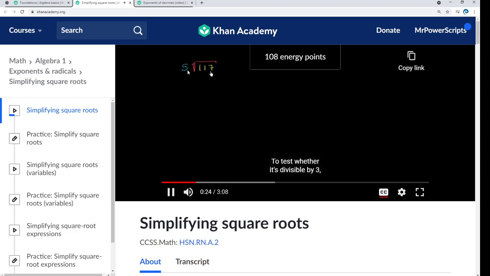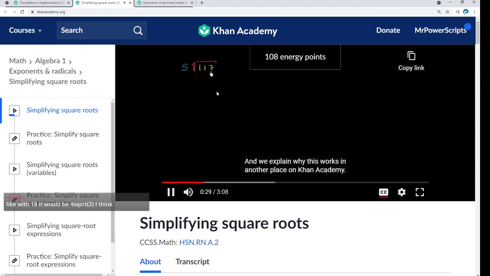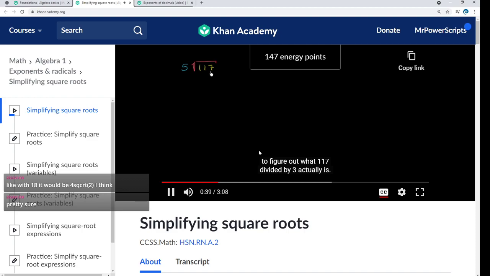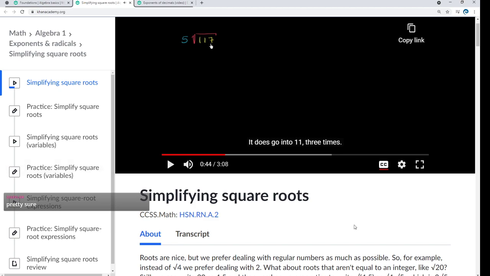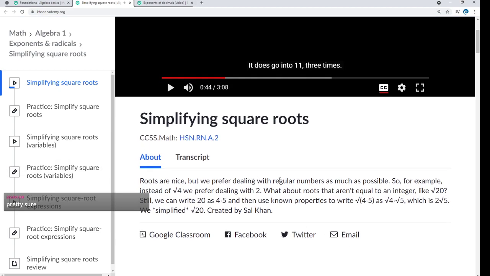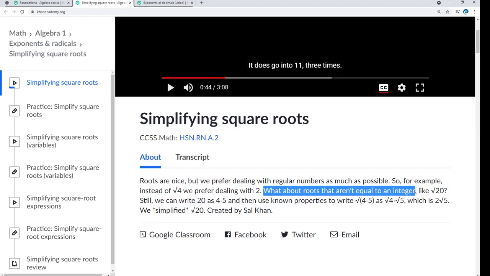Okay, so he has 5 in square root 117. What? How did he just... simplifying square roots? I'm going to read the thing here. Roots are nice, but we prefer dealing with regular numbers as much as possible. So for example, instead of the square root of 4, we prefer dealing with 2. What about roots that aren't equal to an integer, like square root of 20?